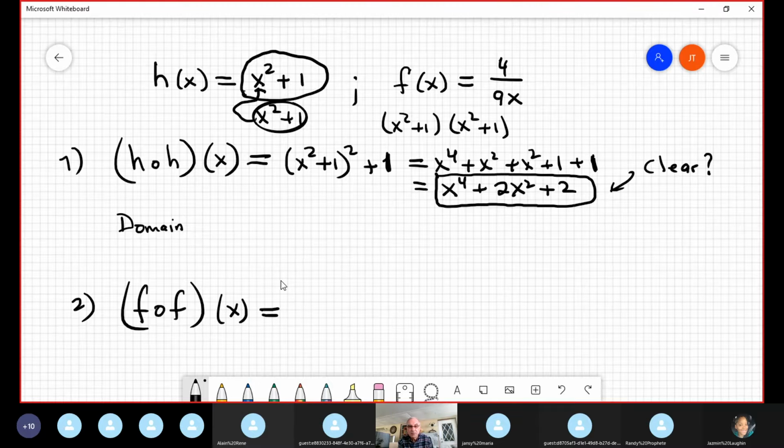In the first part, no? What part is confusing? It's h inside h, so I copy it two times. h is x squared plus one, and you put it inside this. So you replace x with the entire expression for h. And the rest?